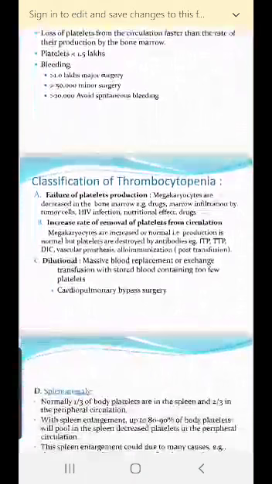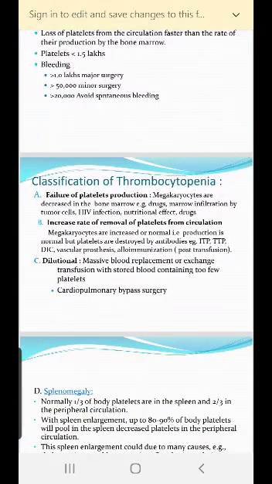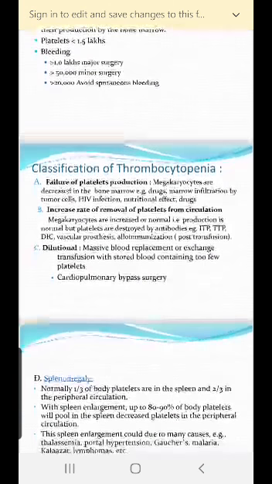Now this decrease happens because of many reasons. First of all, it can be a failure in platelet production. Megakaryocytes are decreased in the bone marrow because of any reason. There are no megakaryocytes, so no platelets are formed. Examples are drugs that suppress the bone marrow, or a malignancy involved in the bone marrow, or some HIV infection and associated viral infections, and sometimes nutritional factors also lead to decreased production of the platelets.